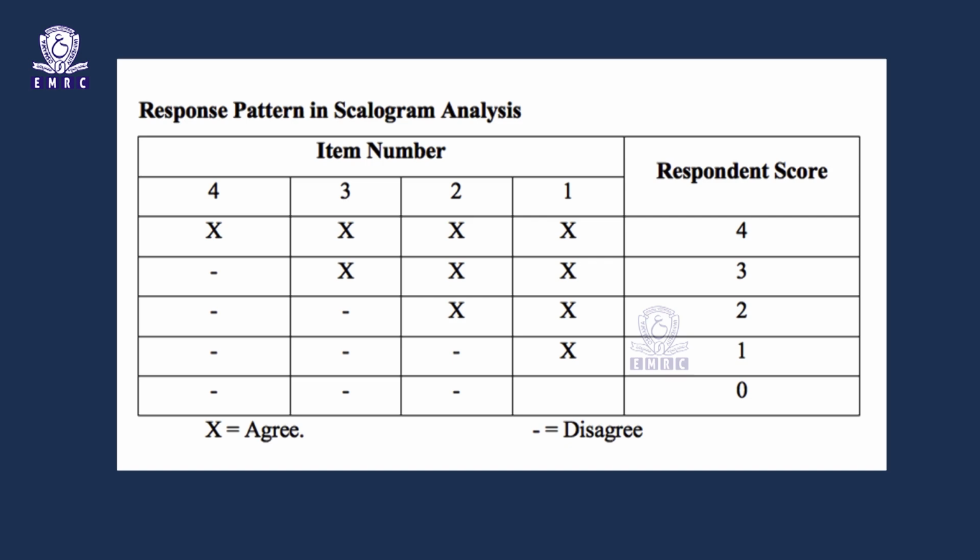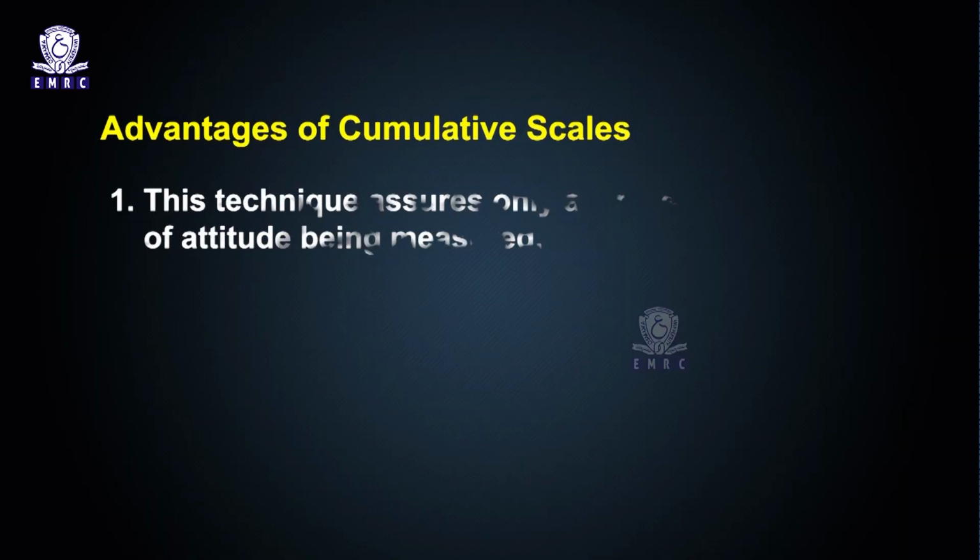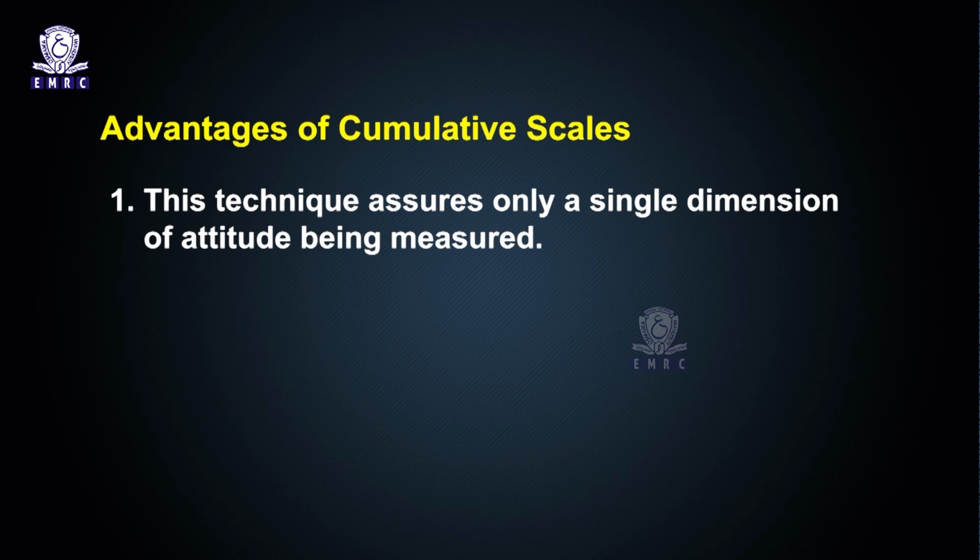A score of 4 means that the respondent is in agreement with all the statements, which indicates the most favorable attitude. But a score of 3 would mean that the respondent is not agreeable to item 4, but he agrees with all others. In the same way, one can interpret the other values. Now, let us discuss the advantages of this scale. The first one, this technique assures only a single dimension of attitude being measured.